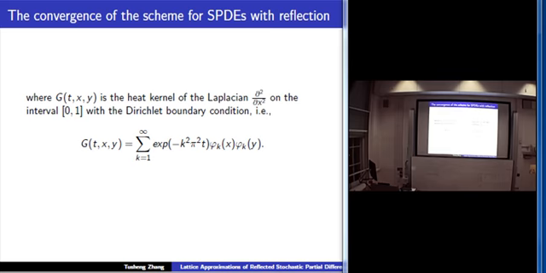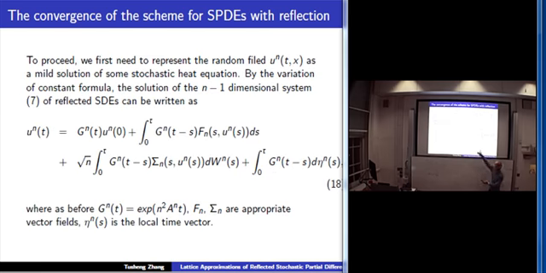So this is the heat kernel of a Laplacian operator. Now the first thing is we want to write our UN in a form which is close to this form. That's the first thing I want to do. So if I use this UN, remember this UN is an n-1 dimensional solution of a reflecting SPDE.